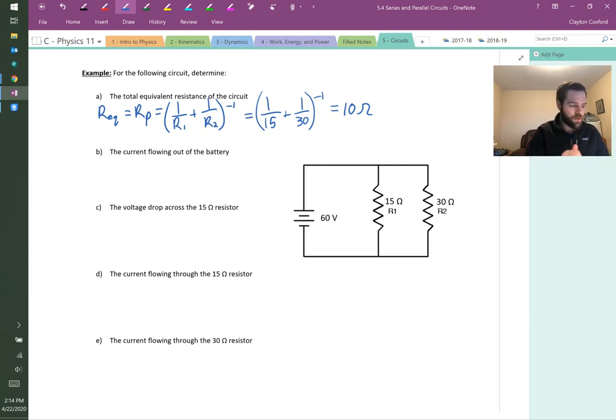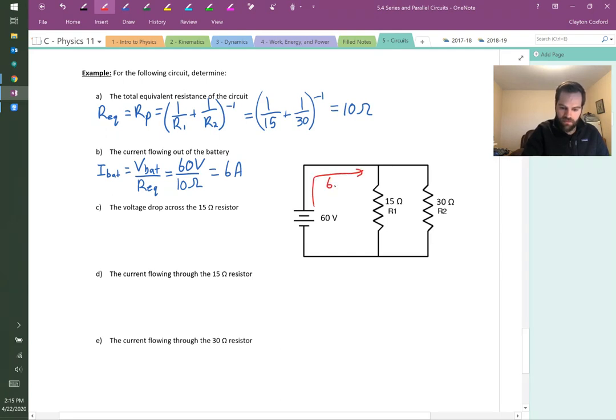Now let's figure out the current flowing out of the battery. The current flowing out of the battery, I_bat, is the voltage of the battery divided by the equivalent resistance. So if we have a 60 volt battery and that 60 volt battery is experiencing 10 ohms of resistance, that equivalent resistance, then 6 amps is going to be flowing out of this battery. 6 amps is going to be flowing right here.